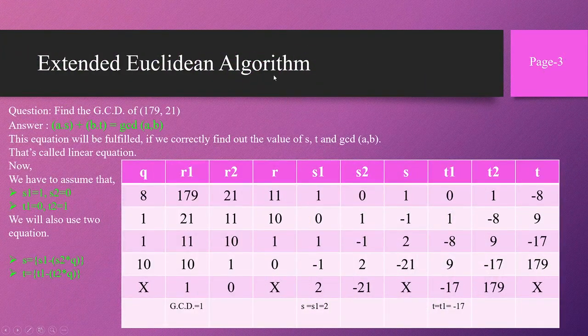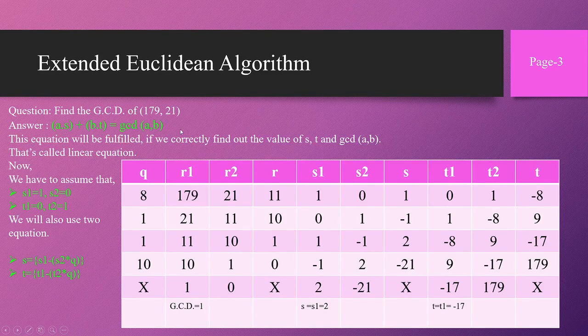Extended Euclidean algorithm. Now we will discuss the extended Euclidean algorithm. Find the GCD of 179 and 21. Answer. So here this is an equation: A into S plus B into T is equal to GCD(A, B). This equation will be fulfilled if we correctly find the value of S and T and GCD(A, B). That's called a linear equation.